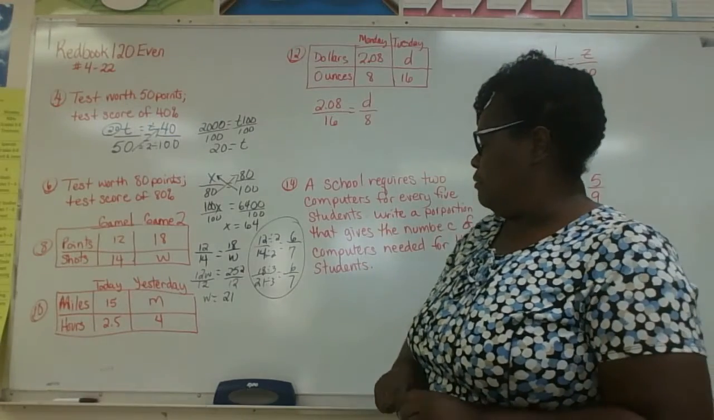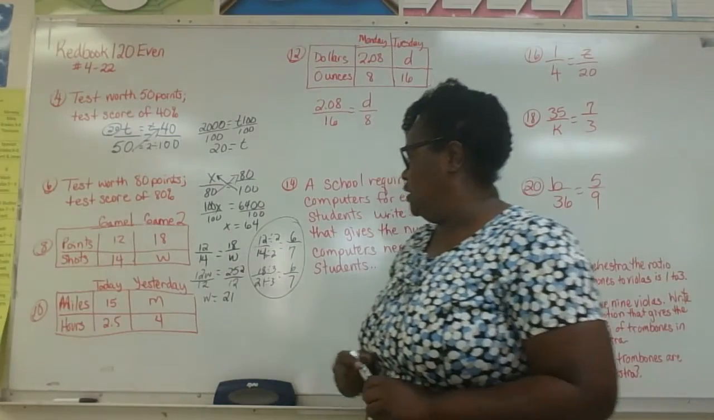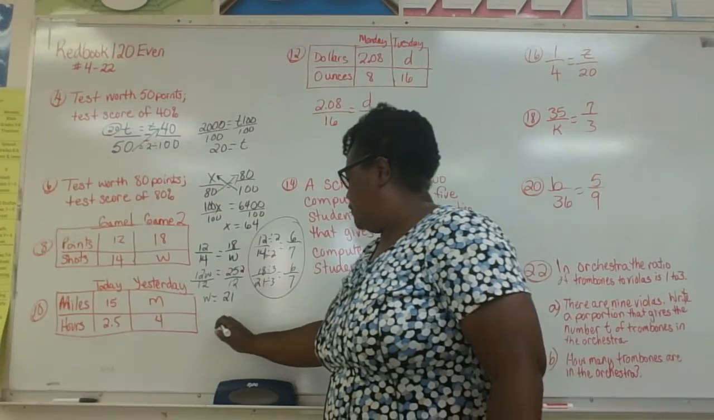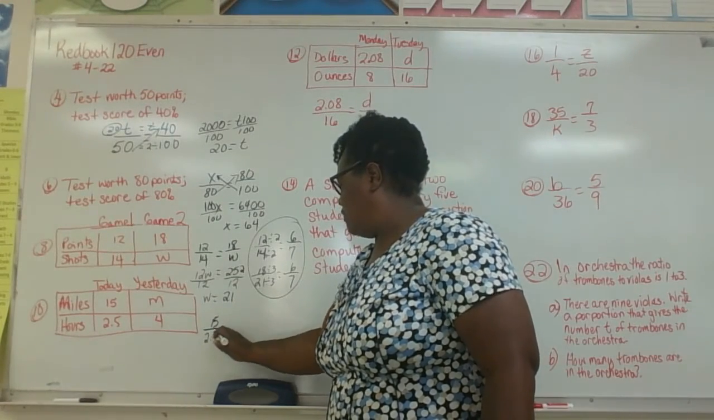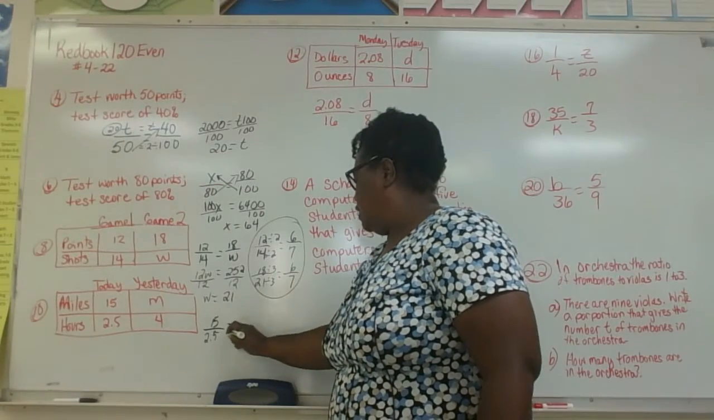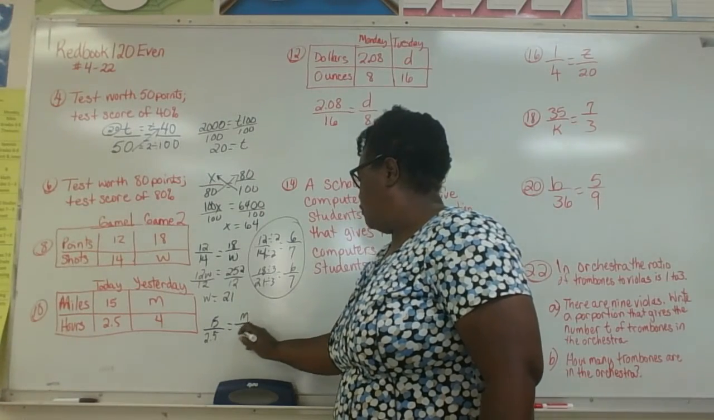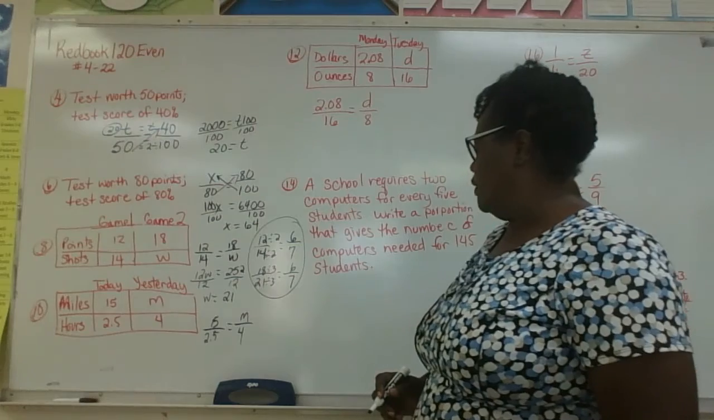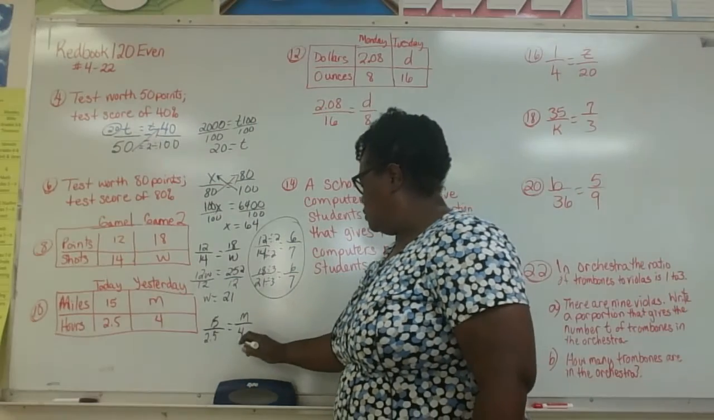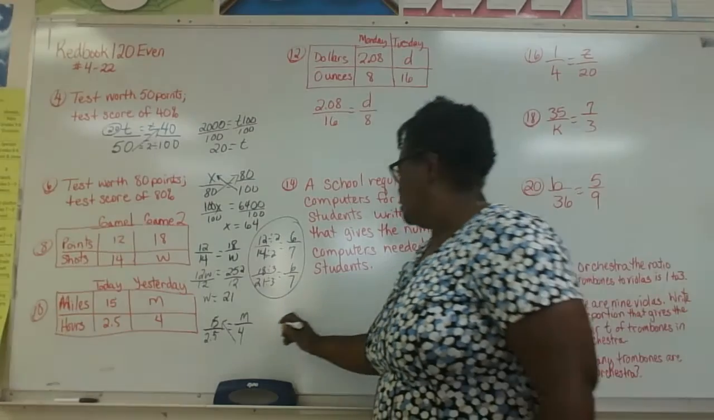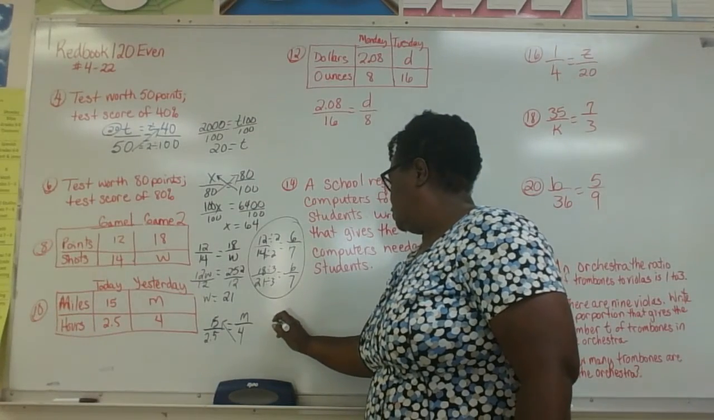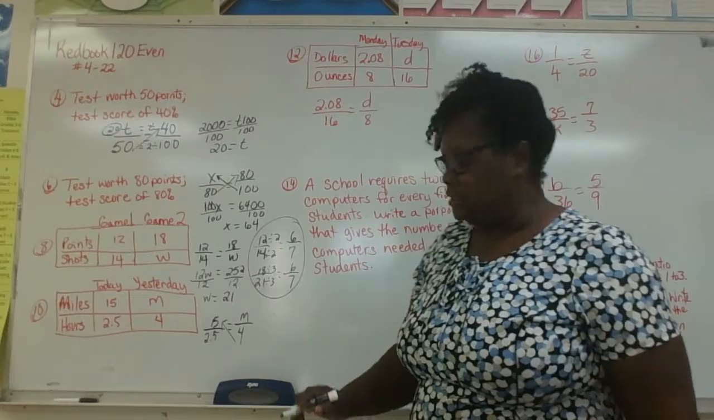Okay? Now, let's look at the next one. Here we have 15 over 2.5 hours. And then we have M over 4. Okay? We would need to cross multiply. Okay? 4 times 15 is going to give us 60.